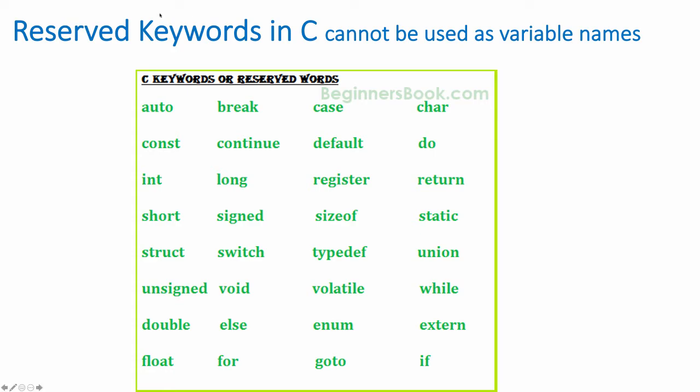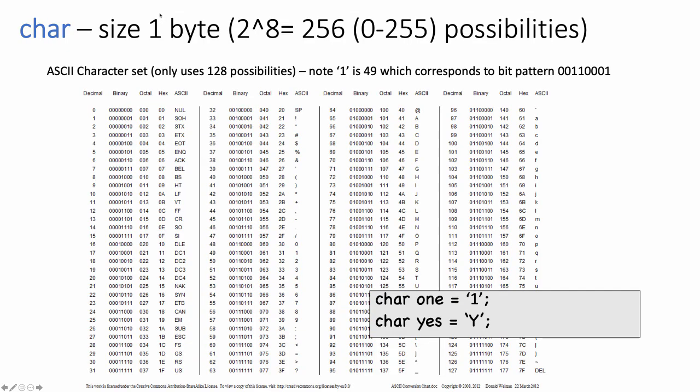So now let's go over the basic types that are available in C, and we're going to start off with a character. A character is of size 1 byte, which gives you 2 to the 8, or 256, possibilities. The characters use the ASCII character set, which only uses 128 of those possibilities.